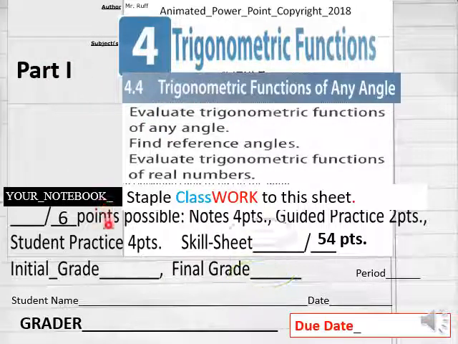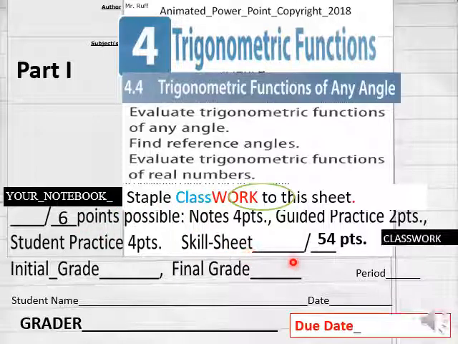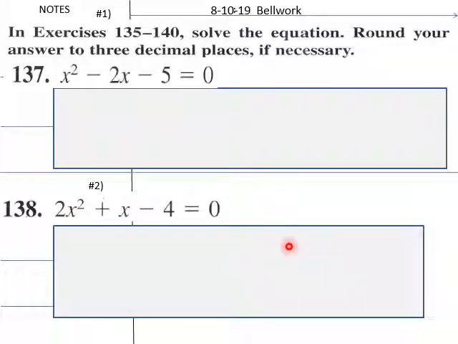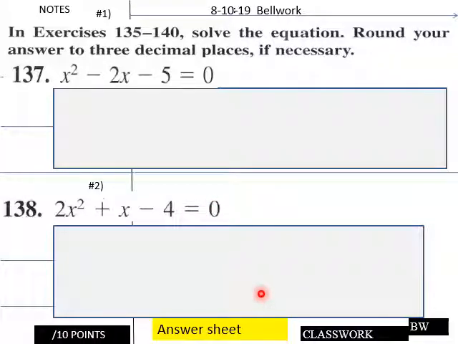4.4 part 1, we have 6 points for notebook taking students and 54 points for your class worksheet today. Teachers, today's bell work is rounding your answer to 3 decimal places. Students, solve these quadratics. Give your students about 5 minutes.